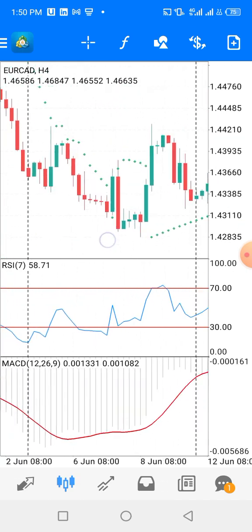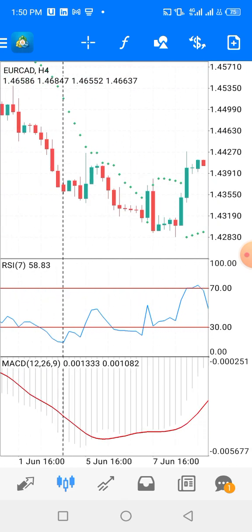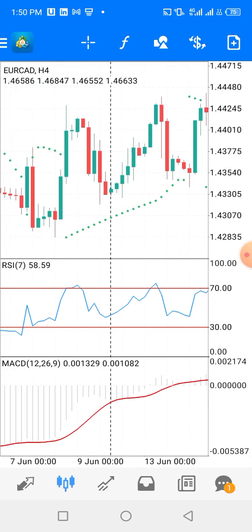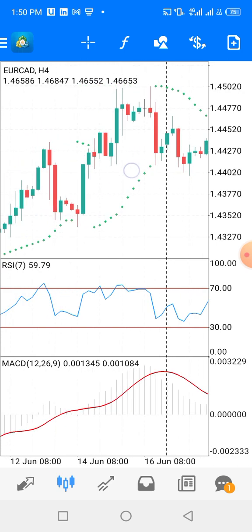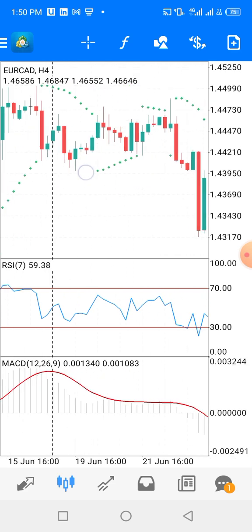The same thing applies to this place. Look at it. It was trending down here. When it got here, it ranged and then it broke off. When it broke off, it started moving up again.